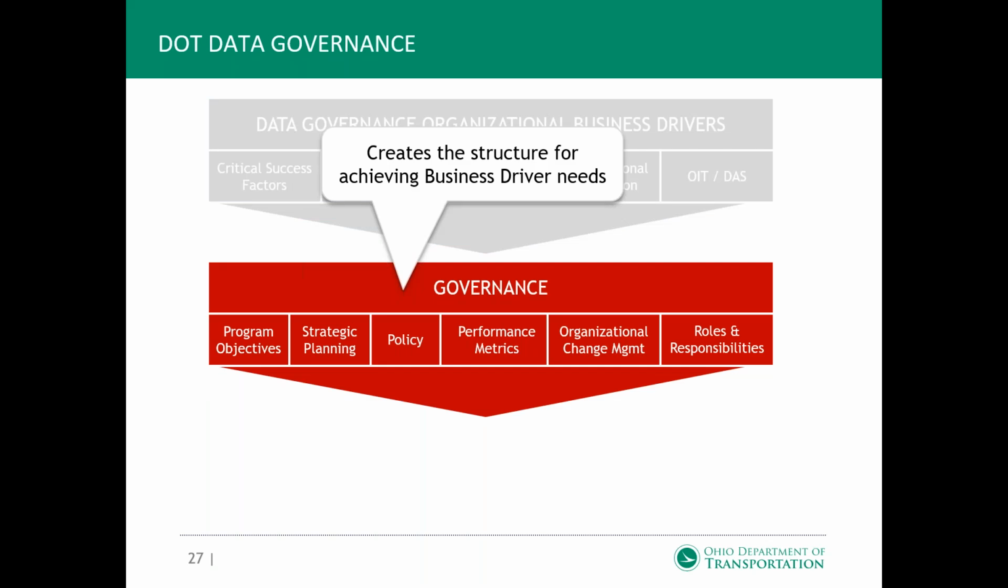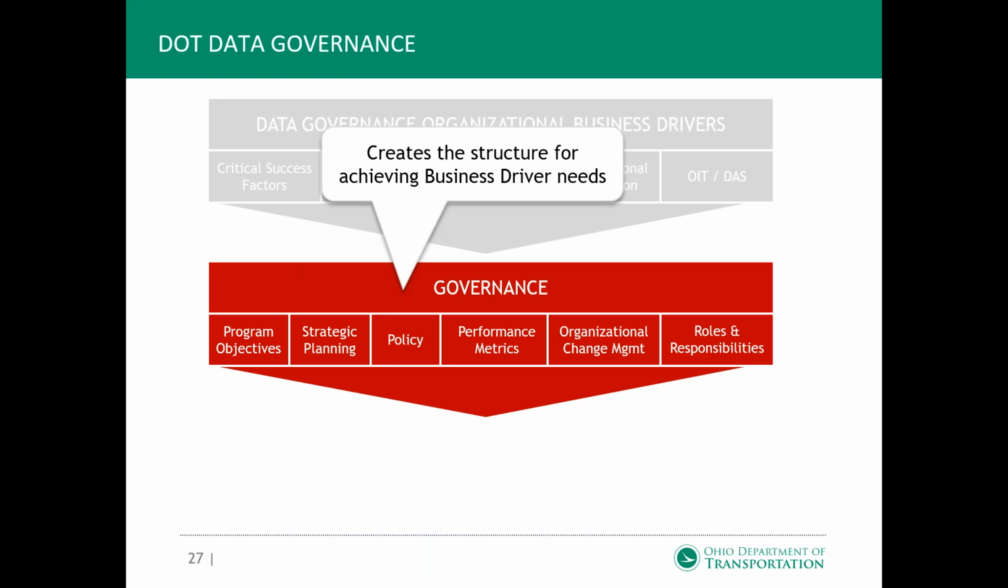This is where we define the program objectives for how we are going to achieve those driver data needs. What's our plan for doing that? What's our policy and standard operating procedures? How are we going to measure that? And again, that organizational change management. We're going to be changing the way people do their day-to-day jobs here, so we can't just drop it in people's laps. We need to support that somehow. But then we also need to have roles and responsibilities clearly defined so that we can be accountable.